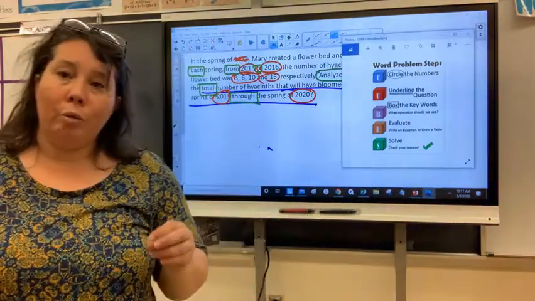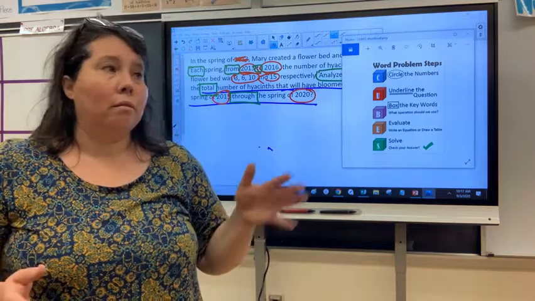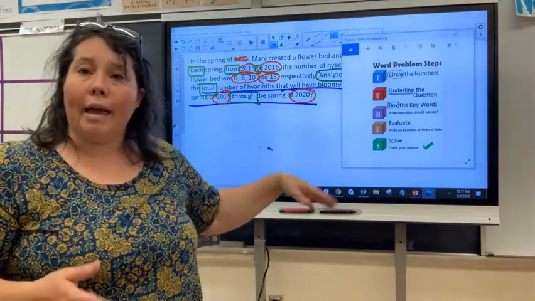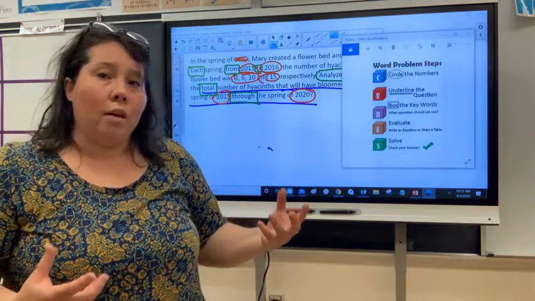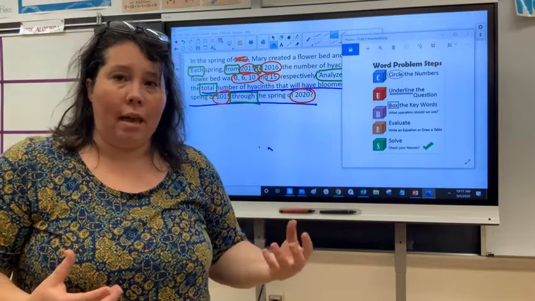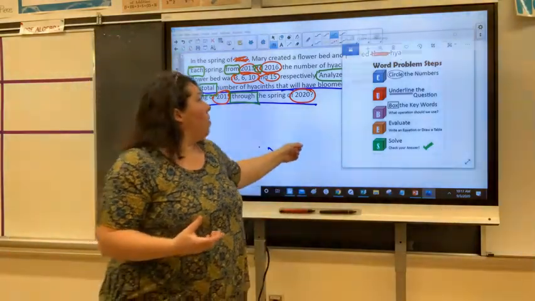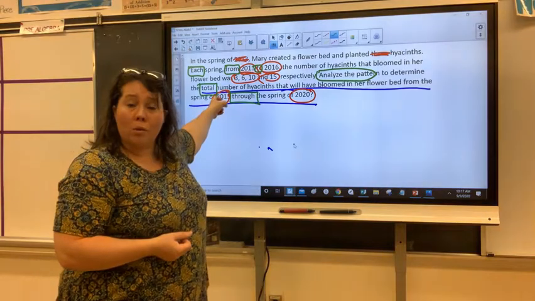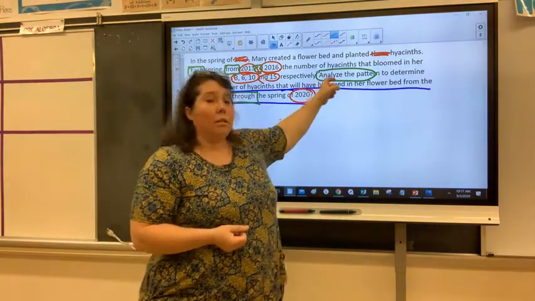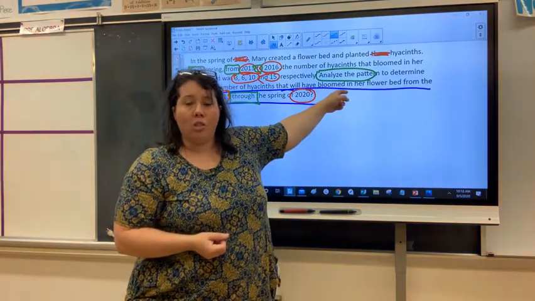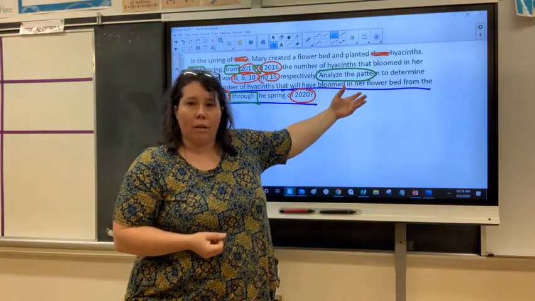The next part of CUBES is evaluate. Evaluate in this sense is saying, what do you have to do to solve this problem? What steps do you have to take? Well, I already know that I need to add things together because of the word total. I also need to know that I have to analyze a pattern. So I have to figure out what the pattern is.